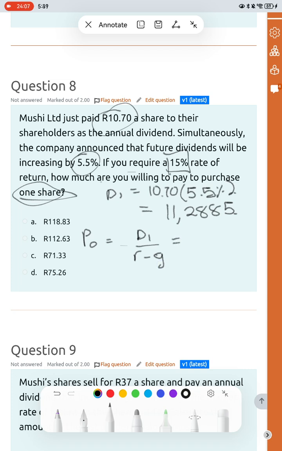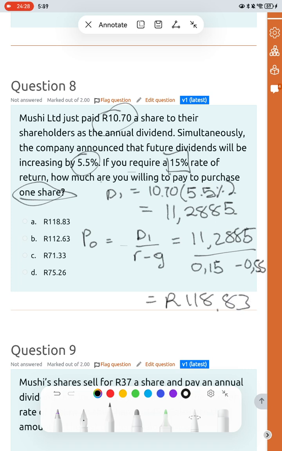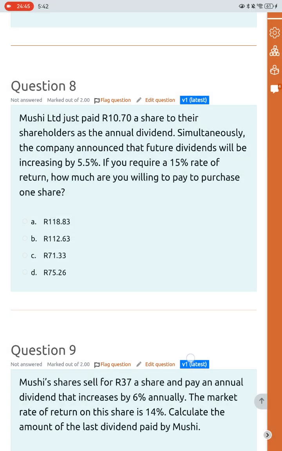So therefore you've got your D1 up there, it's 10.55 over your R, which is 0.15 minus your 0.055, which then will equal 111.05 for you to get a share that will increase over time as the years go by, based on your investment now, right? Of this amount, for one share. Let's go to question 9 now.